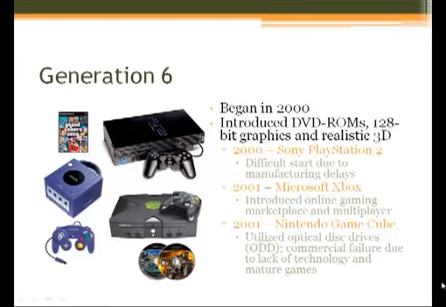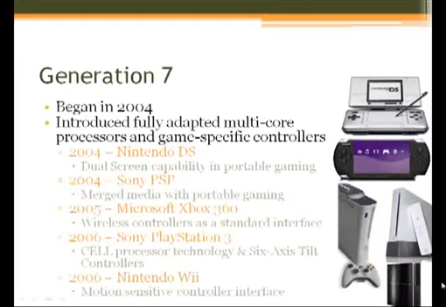In Generation 7, beginning around 2004, we see the Nintendo DS, which introduced the dual screen capability in portable gaming. And we also see the Sony PSP, which merged your media with portable gaming. The Sony PSP was able to access Wi-Fi as well as various media content. The Nintendo DS simply had a dual screen that was touchscreen, and it gave better usability to the player.